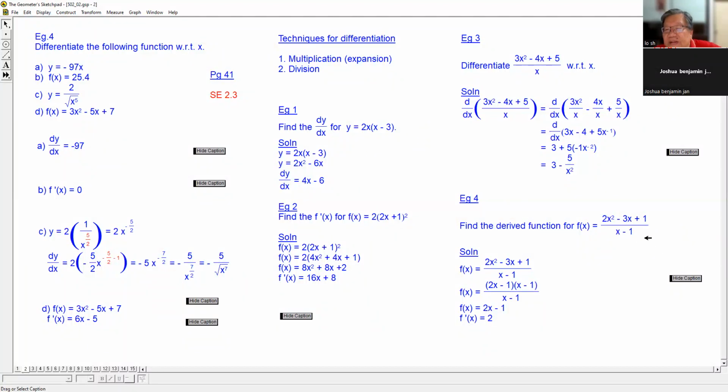Now this one is different. This one is not x alone. It's x minus 1. That you have to factorize and cancel away the common factor. After you cancel away the common factor, then you differentiate one by one.